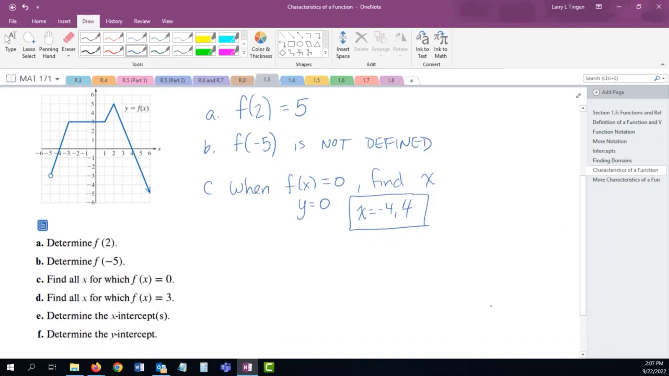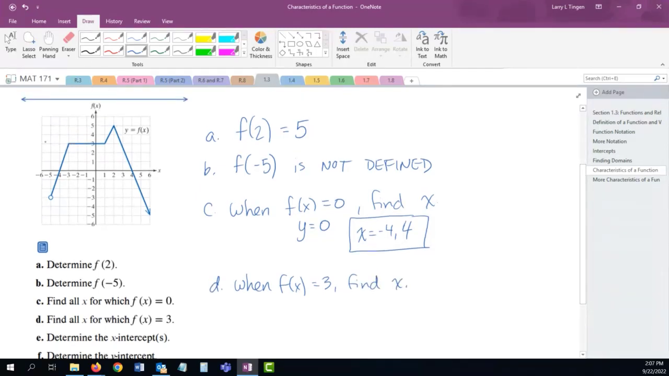Now, why didn't I put this in an ordered pair? Because the problem did not say give me the intercept. It just said find all the x where f of x equals 0. Those are the x's where that's true. Part D says when f of x is equal to 3, find x.